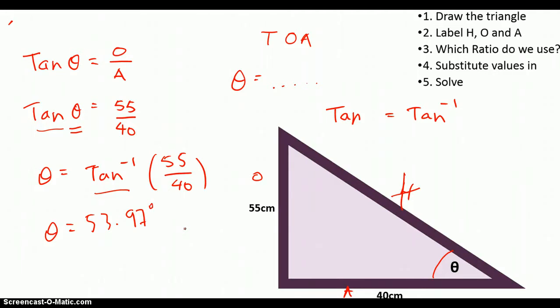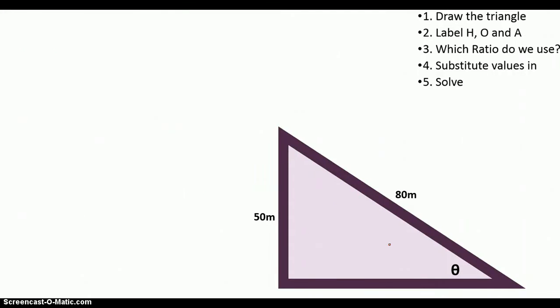Alright, let's look at the next question. Once again, let's do exactly the same steps that we've been doing in the previous questions. That's your reference angle. Let's label H, O and A. So this will be H, O, and this will be A. Now, which ratio do we use? Let's cross out the blank one. So we cross out A, so we've got O and H. In this case, we will have SOH. So the formula for SOH is sine theta equals O over H.